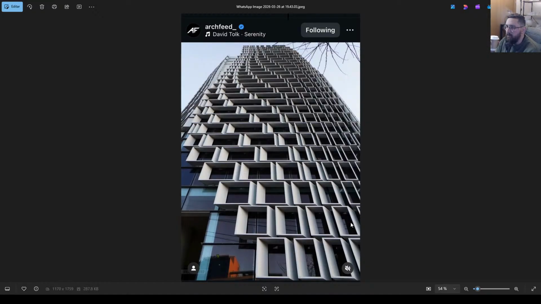Now, for this, I am going to design a facade. That's really interesting. Okay, I need a show of hands if you guys think we should tackle this design.